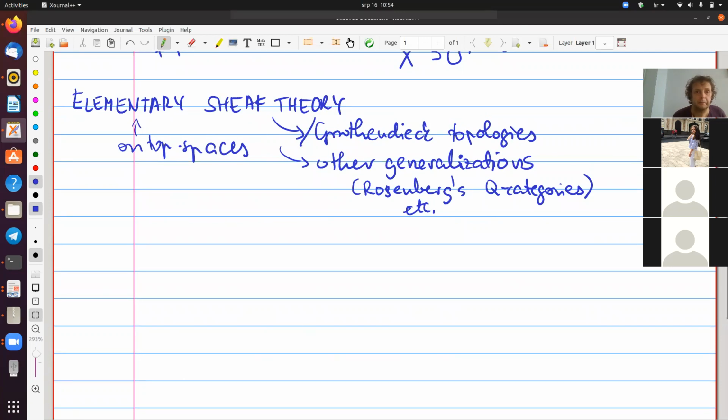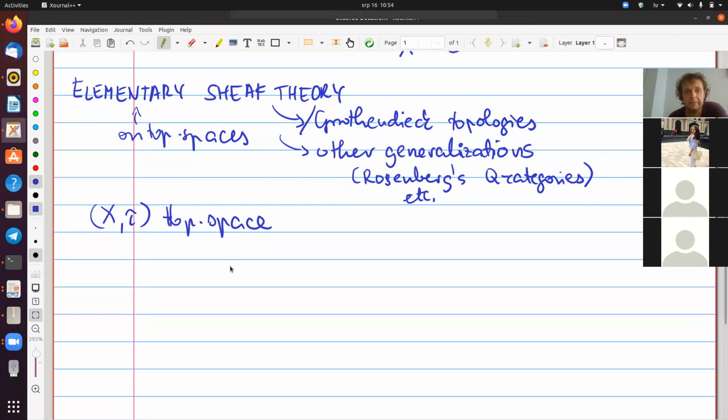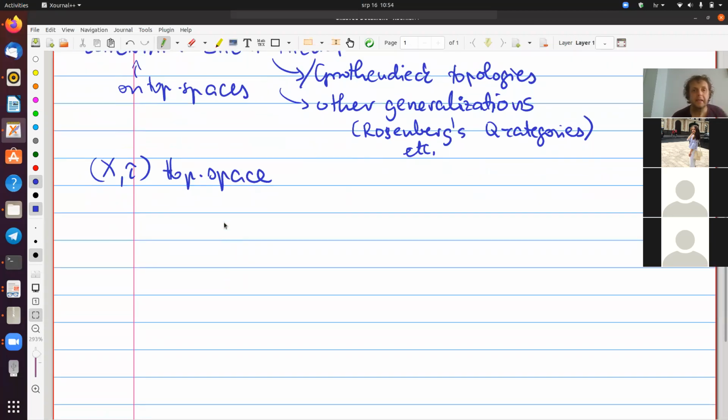So first we look at topological spaces. Let (X, τ) be a topological space. I will do this quite quickly; for those who know it, I think they will learn something new anyway. (X, τ) is a topological space. Then you define the category of τ.